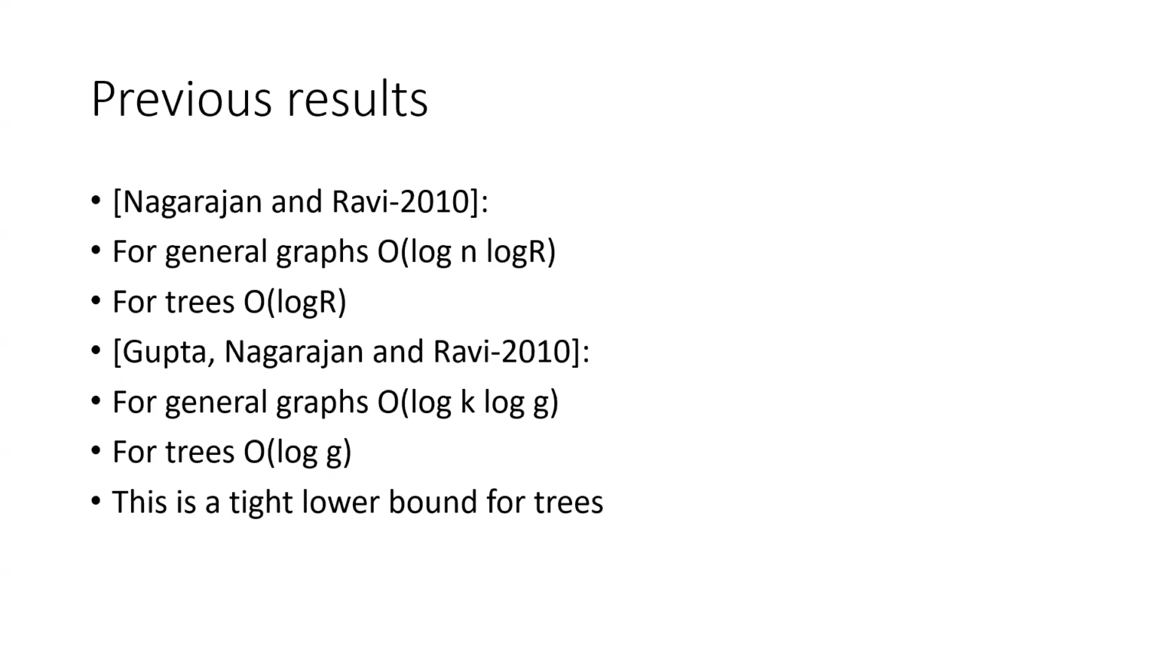And also they improved the way they embed a general graph into a tree, improving it to log K, where K is the number of all the vertices in the sets that we receive as input, instead of all the vertices in G. And also they show in this paper that they achieve log G as a lower bound for trees in this problem. They showed this with a reduction to set cover.